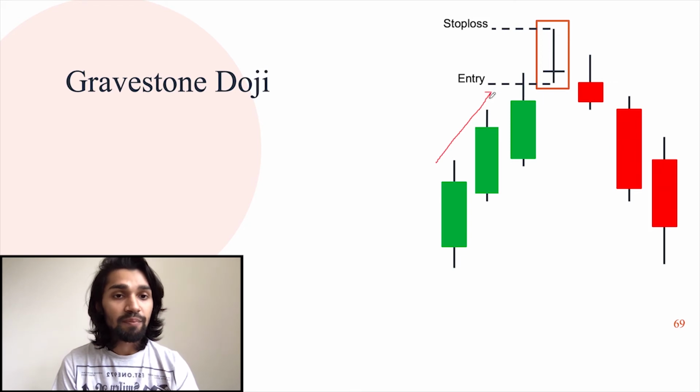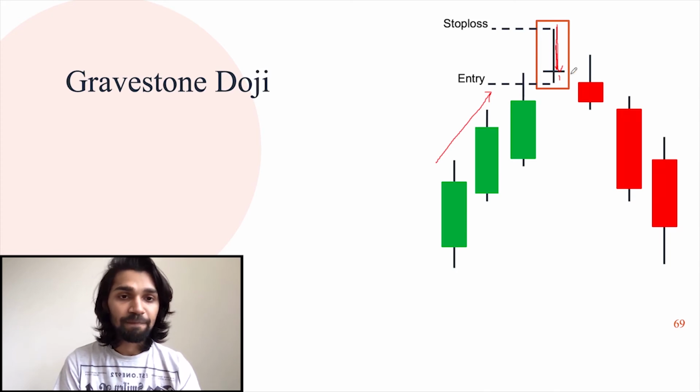That means that the bulls were really trying to push the price up, but the bears came back into the picture and they did not let the price go up, and there were rejections, which led the price to close at the opening price. Few things that you need to take care while trading in a Gravestone Doji.